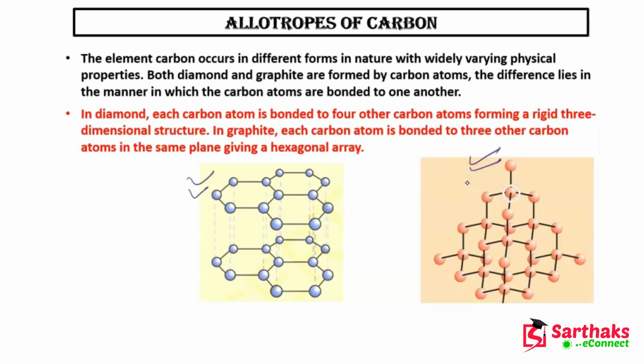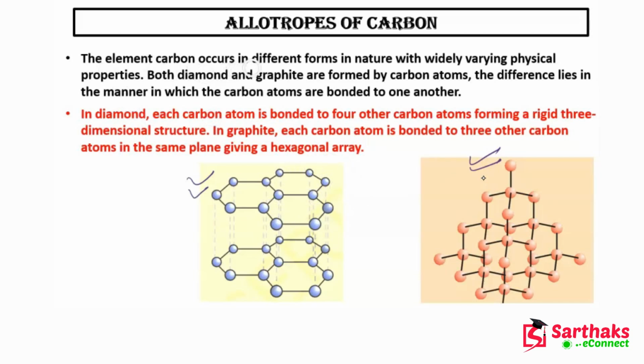Now this is the structure of diamond, and here you can see that this carbon atom is connected with other 4 carbon atoms, and it is making a rigid 3-dimensional structure. Because there is a difference between the arrangements of carbon atoms, their physical properties also differ.